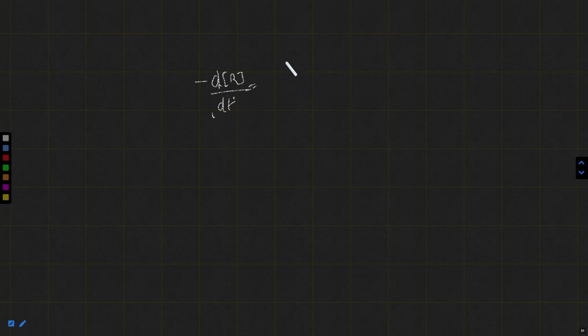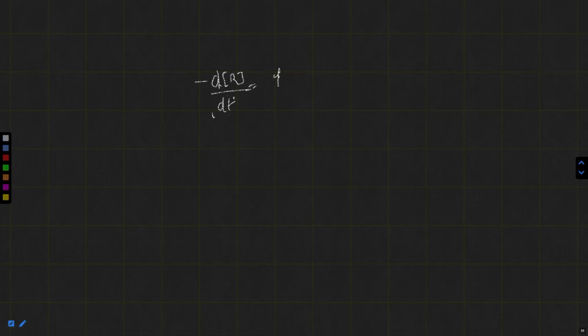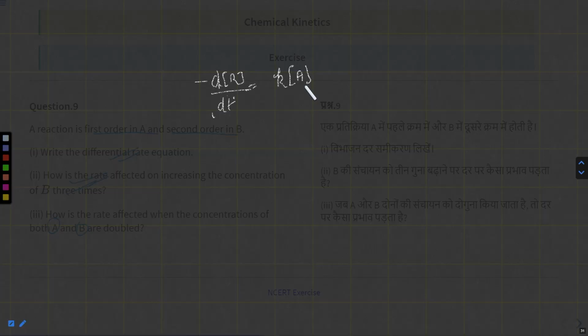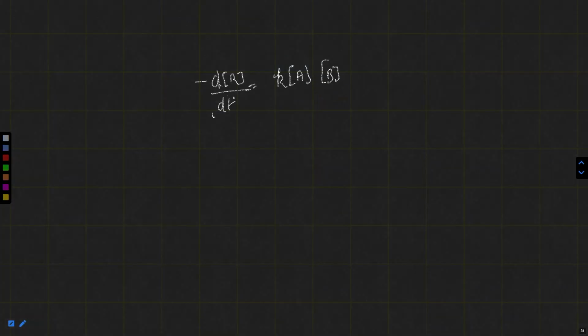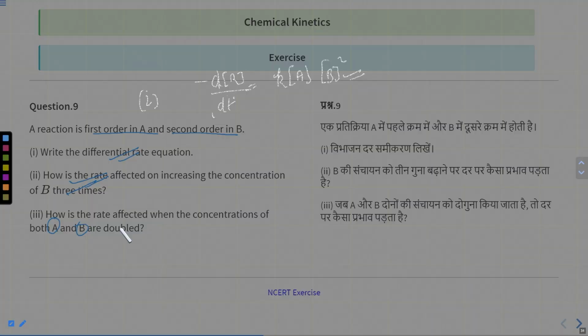And this one is first order, right? A raised to the power 1 and B is raised to the power 2. So this will be your differential rate law. First question done. Second is how is the rate affected on increasing the concentration of B 3 times?